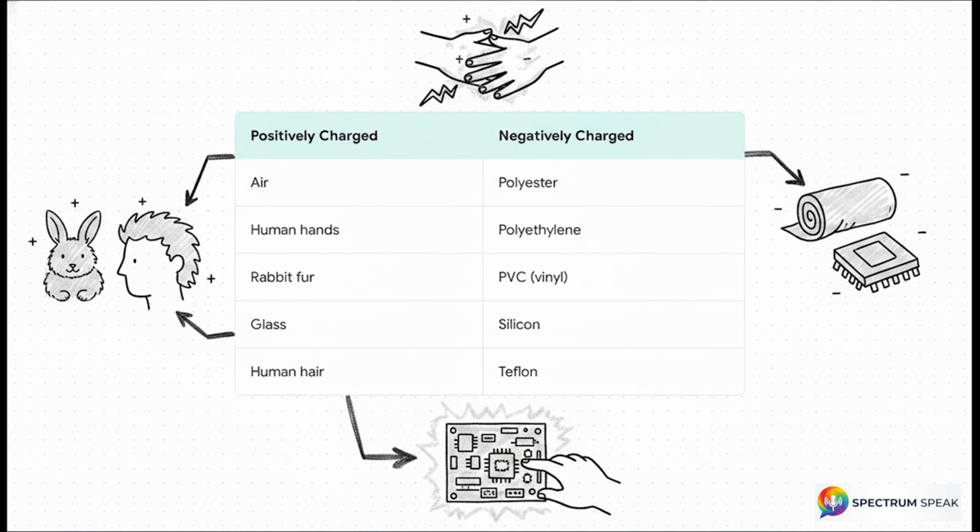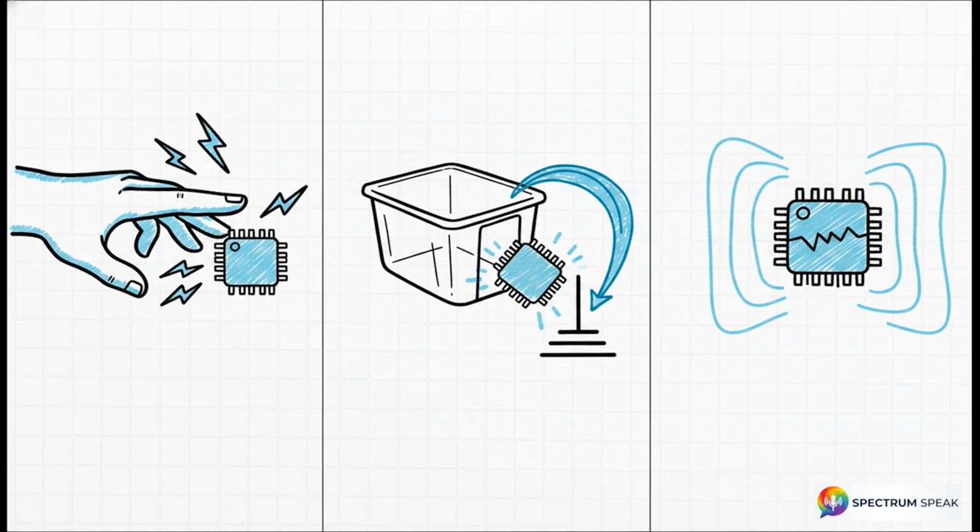Now, charge generation is governed by the triboelectric series. This basically dictates which materials generate positive or negative charges when rubbed together. Stuff near the top, like air, human hands, or rabbit fur, gives up electrons and goes positive. Stuff near the bottom, like Teflon, silicon, or PVC, hoards electrons and goes negative. So if you're rubbing your hands against polyester, you are generating a massive charge imbalance right there. Keep in mind, those charges can trigger a discharge in a few highly specific ways.